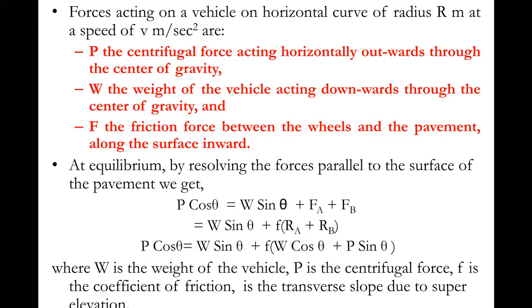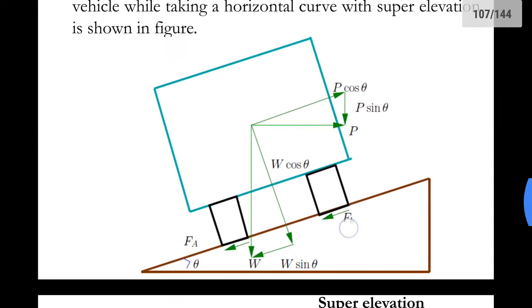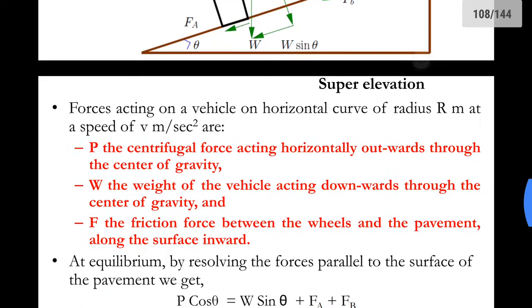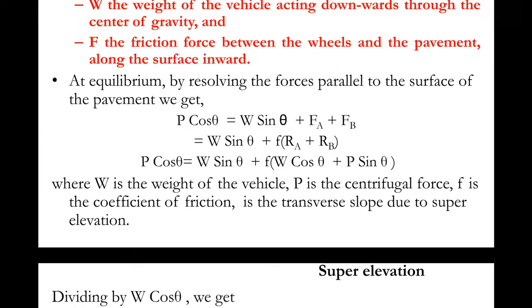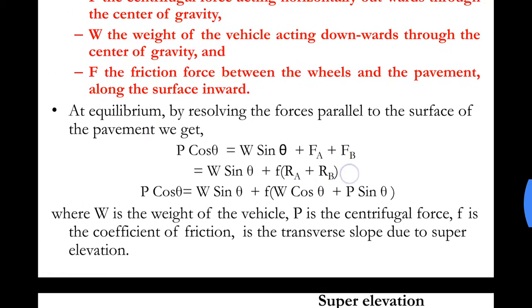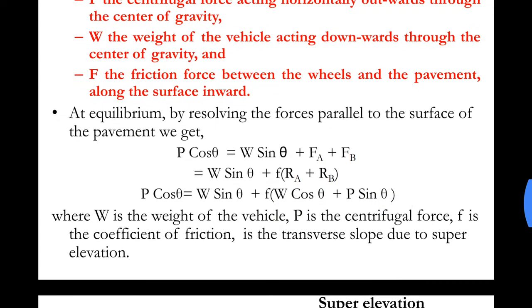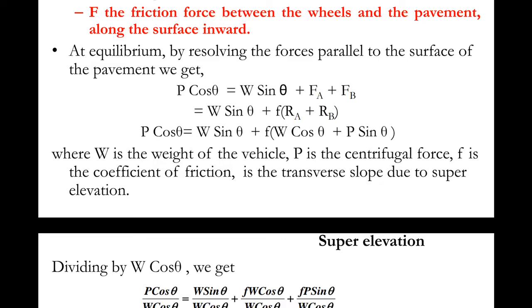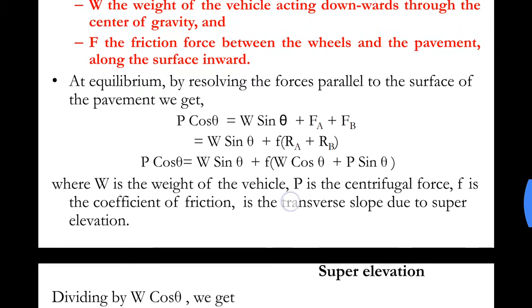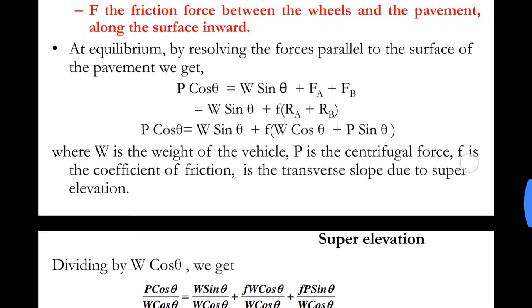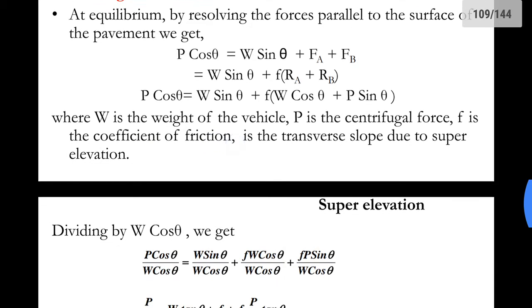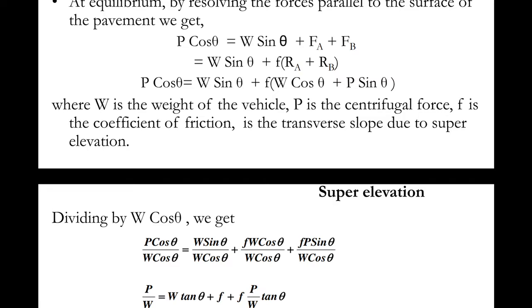Okay, so the upward force would be equal to the downward forces. Hence Ra plus Rb is equal to W cos theta plus P sin theta, where W is the weight of the vehicle, P is the centrifugal force, F is the coefficient of friction in the transverse slope due to super elevation.